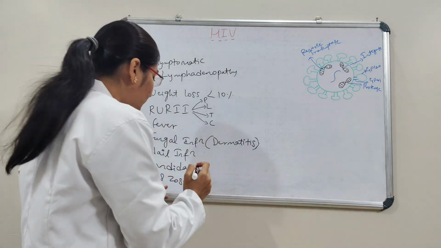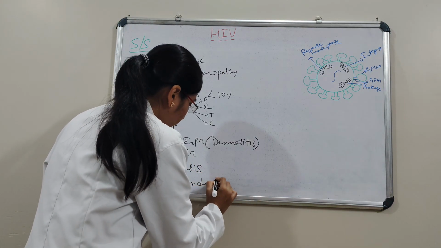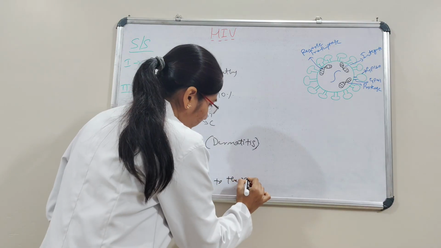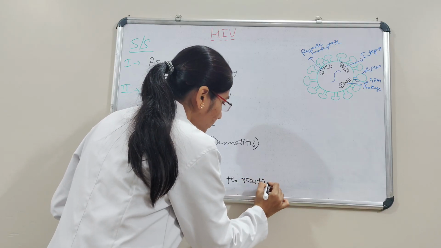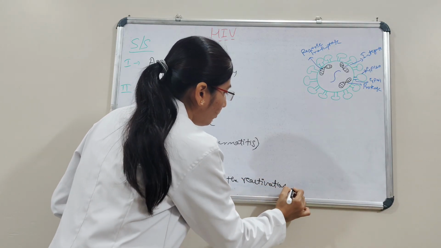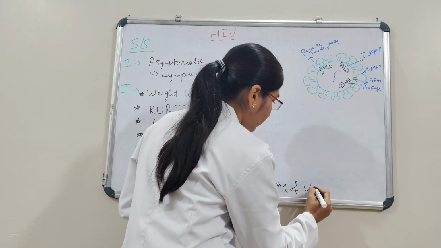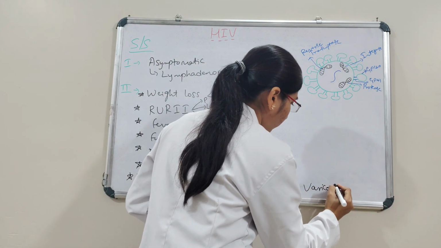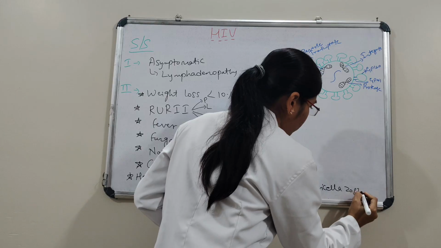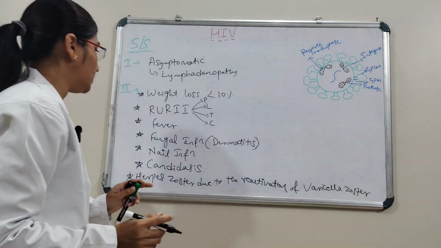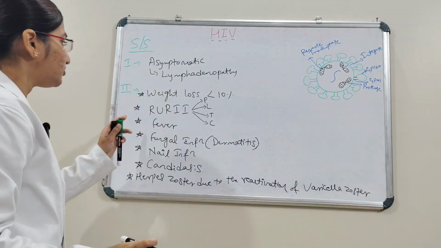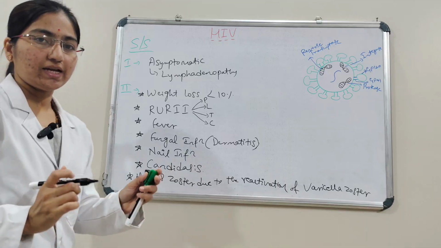Herpes zoster is due to the reactivation of varicella zoster virus. These are all the signs and symptoms we can see in the first stage and the second stage.